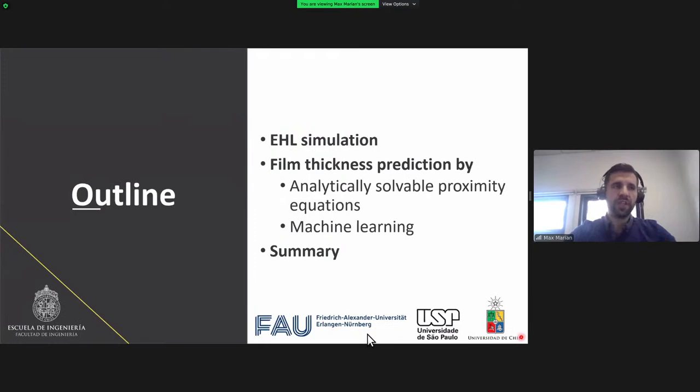So what I want to present within this presentation: I would like to briefly introduce the conventional ways to numerically model such EHL contacts, and I will introduce two analytically solvable approximation equations. Then the core part will focus on our attempt to use machine learning approaches to predict EHL film thickness, which was done in close international cooperation with the University of Erlangen in Germany, the Universidade de São Paulo, and the Universidad de Chile. And finally, I will briefly summarize my talk with our short key findings.